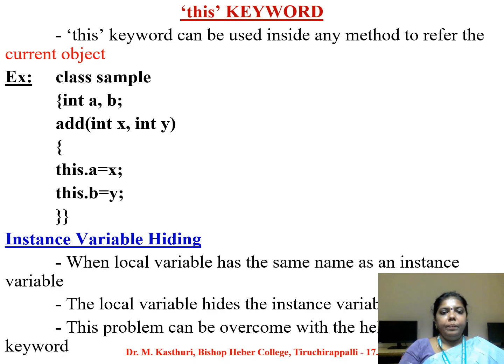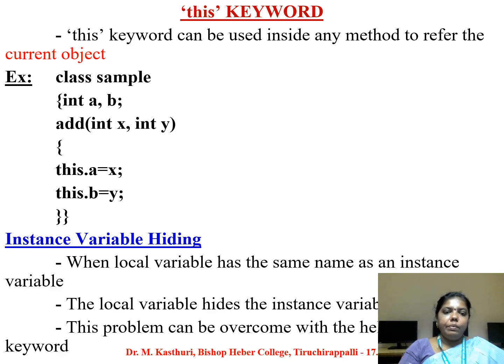Some of the time we need to specify instance variable name as well as local variable name is the same. At that time, this local variable hides the value of instance variable. At that time, we can use this keyword. With the help of this keyword, we can understand this is the local variable. This is the currently executed variable. We can understand.